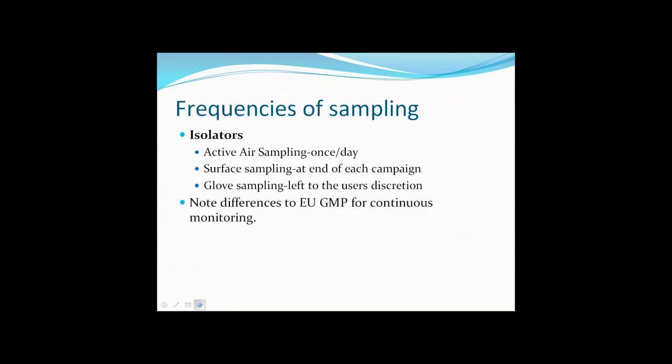The USP also gives some useful information and guidance about environmental monitoring frequencies of sampling. So first of all, it looks at isolators and recommends that active air sampling is done once a day, surface sampling is done at the end of each campaign, and glove sampling is a risk-based thing left to users' discretion. So this might appear as perhaps less rigorous than the EU GMP Annex 1's recommendation of continuous monitoring, particularly in the context of aseptic filling.